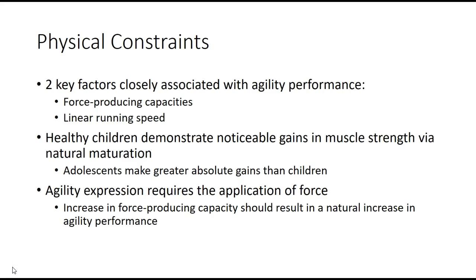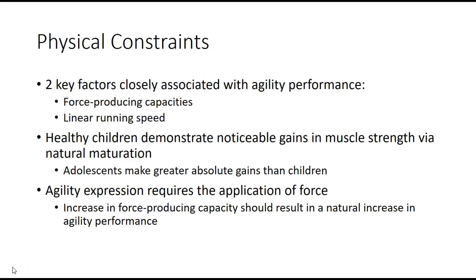Let's start by analyzing the physical constraints. Any physical constraint that adds to the increased ability for an athlete to be agile should consider a couple of key factors, specifically two. We need to consider linear running speed as well as the athlete's force-producing capabilities.